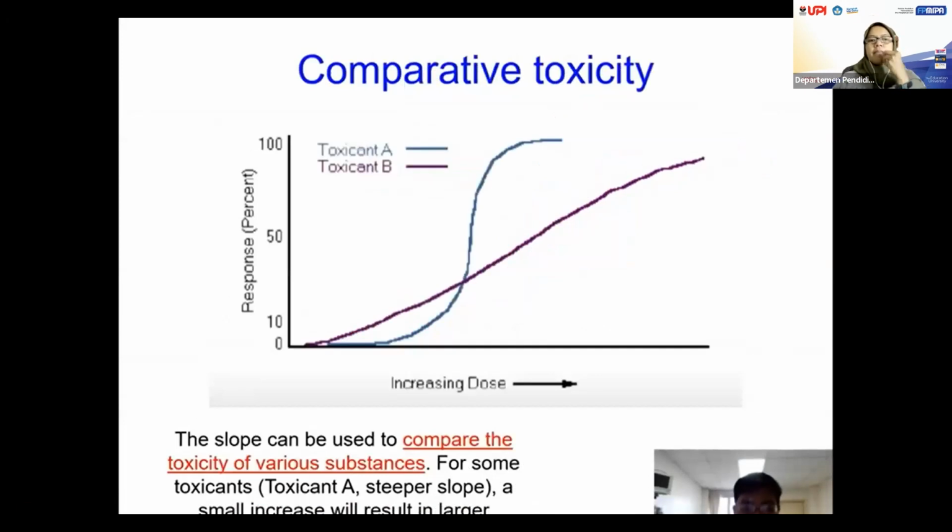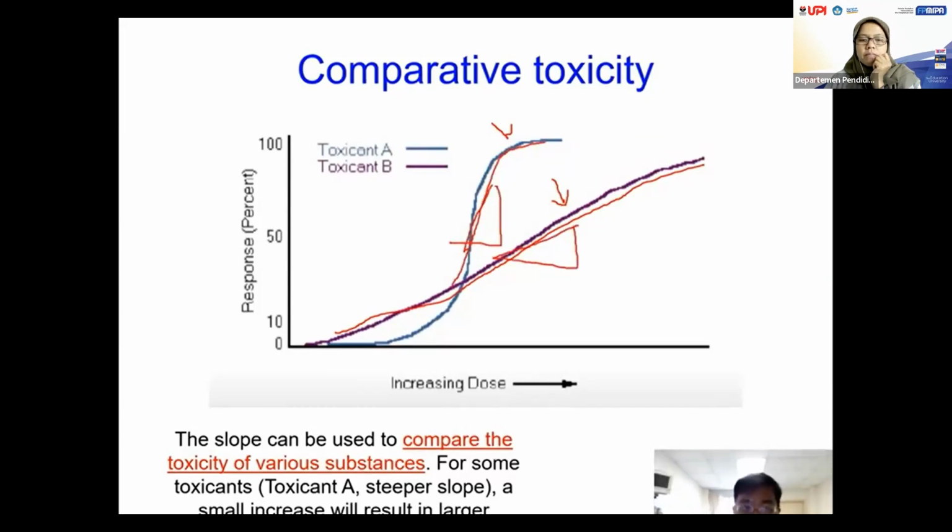So similarly, if you look at this dose response relationship, you have toxicant A and toxicant B. They have different size and shape, right? So toxicant B is less steep compared to toxicant A. If you look at the steepness of these two, you can tell very easily that toxicant A is more toxic. With a small increase of the concentration or dose, you will have a lot of effects. Okay, more people will be affected, right? And then it reaches 100% very fast compared to toxicant B, whereby it needs higher dosage to achieve 100% of the response. Okay.